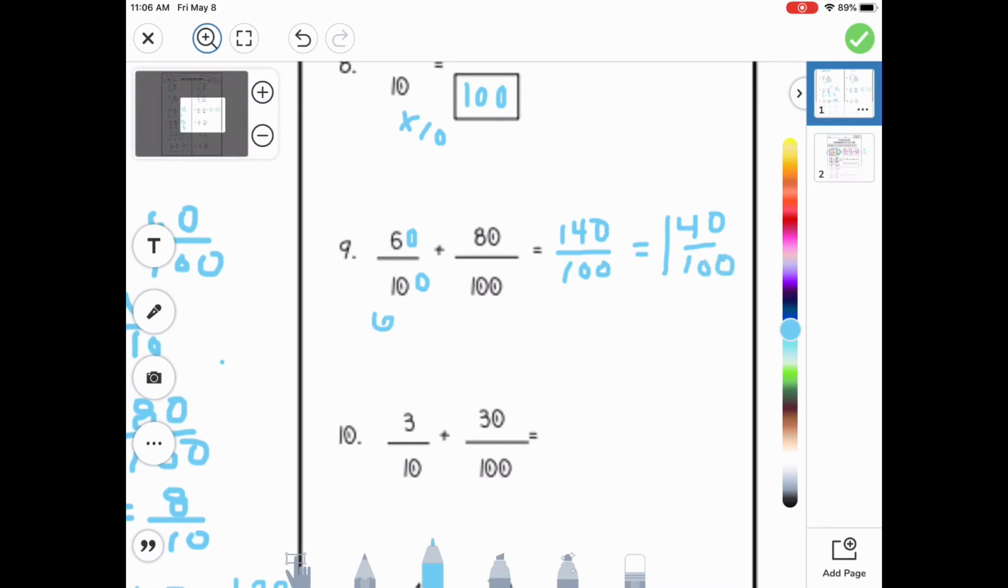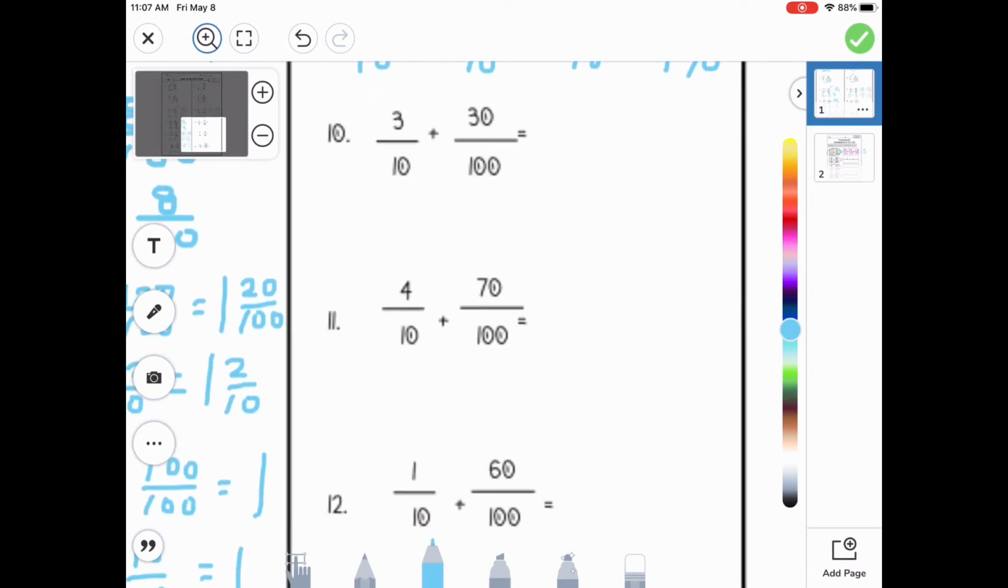Or I could have kept 6/10ths the same and changed 80/100ths into 8/10ths and added those together and gotten 14/10ths, which equals 1 whole and 4/10ths.